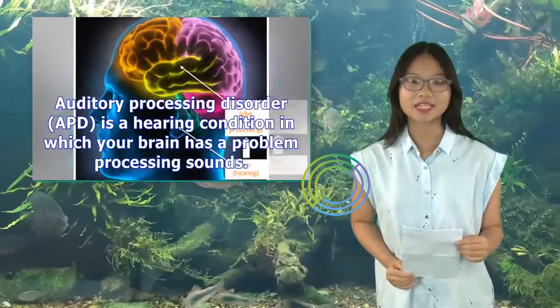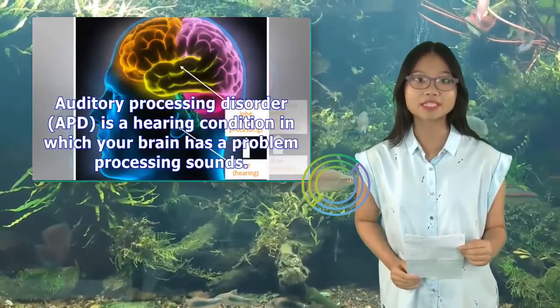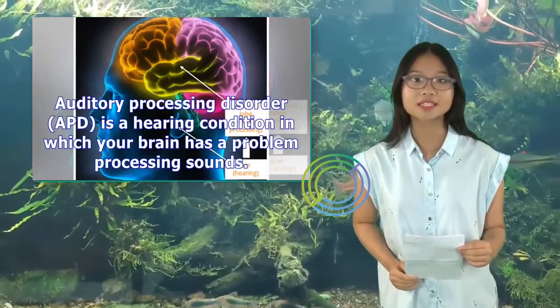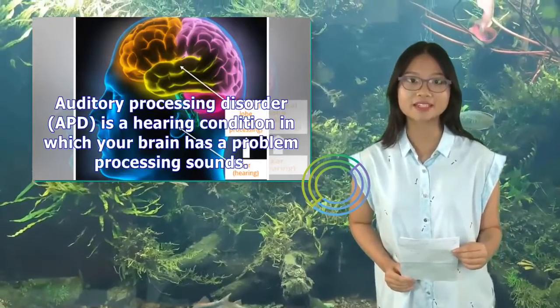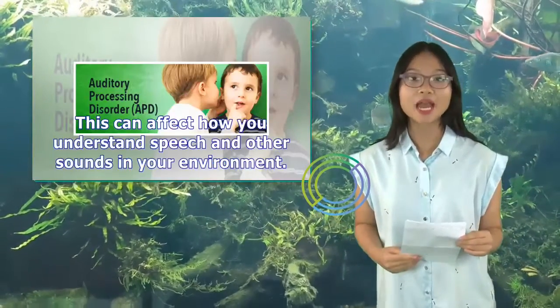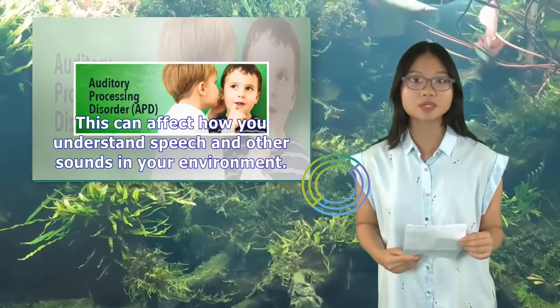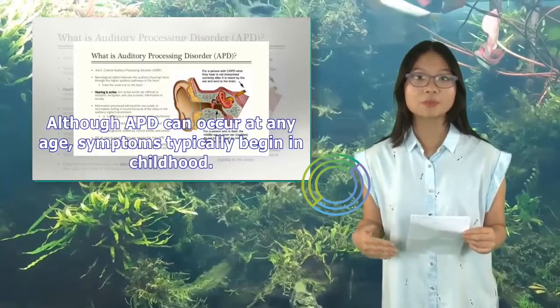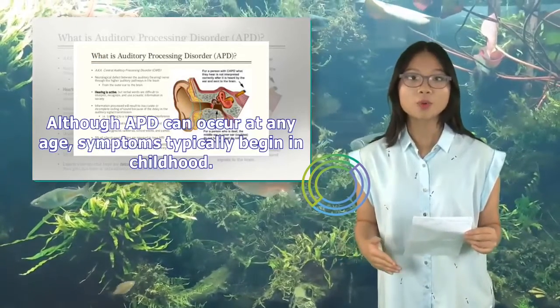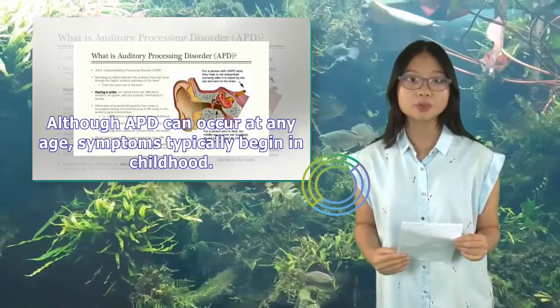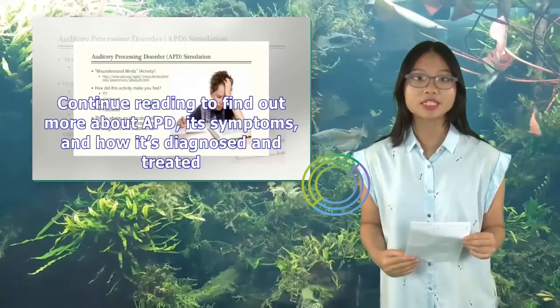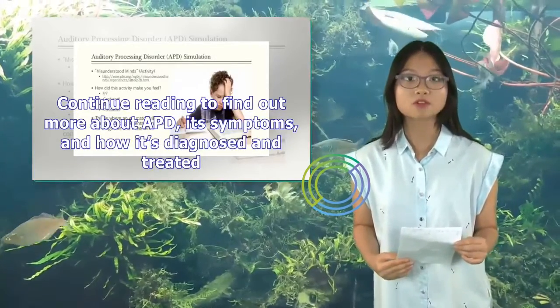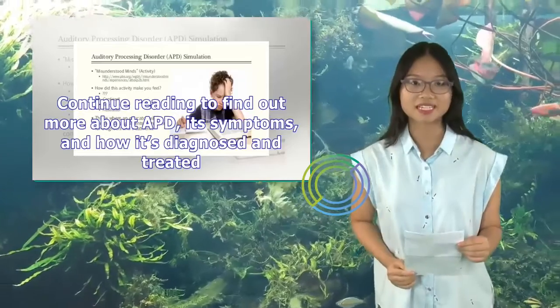Auditory processing disorder, APD, is a hearing condition in which your brain has a problem processing sounds. This can affect how you understand speech and other sounds in your environment. Although APD can occur at any age, symptoms typically begin in childhood. Continue reading to find out more about APD, its symptoms, and how it's diagnosed and treated.